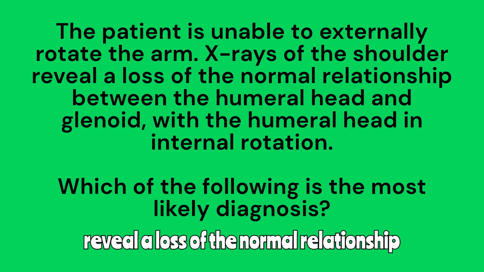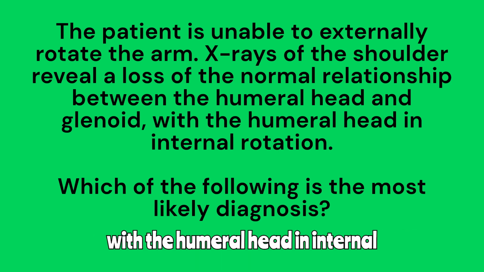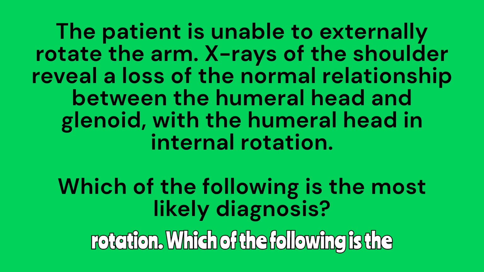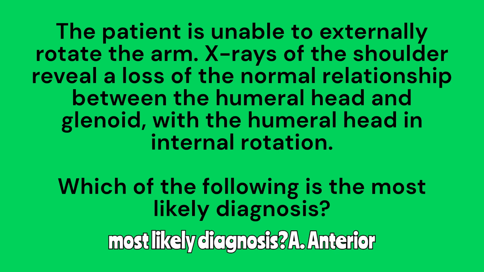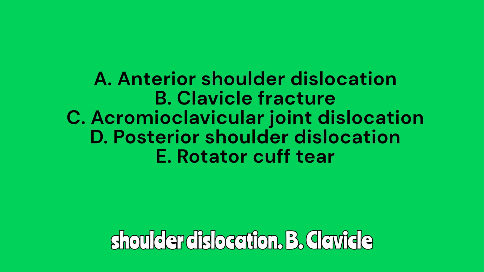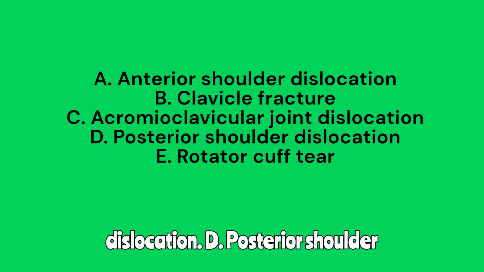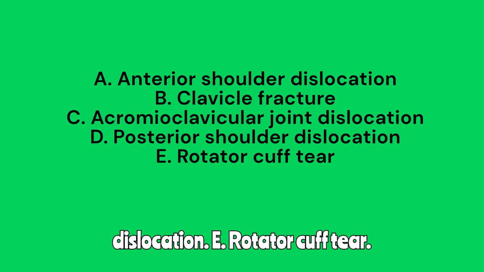X-rays of the shoulder reveal a loss of the normal relationship between the humeral head and glenoid, with the humeral head in internal rotation. Which of the following is the most likely diagnosis? A. Anterior shoulder dislocation. B. Clavicle fracture. C. Acromioclavicular joint dislocation. D. Posterior shoulder dislocation. E.